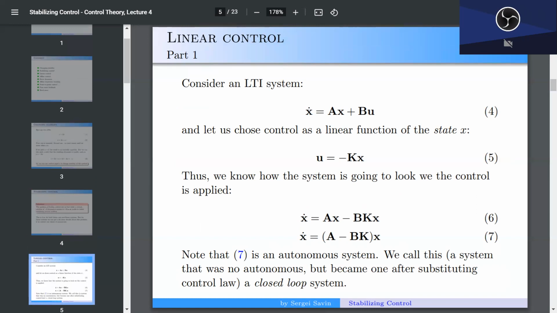Now, let us consider this LTI number 4. That is something that we saw before, right? LTI number 4. That is what we call a state space model, right? Everyone familiar with it, right? So I propose to use linear control, which is, as before, proportional to state. So I just multiply our state by matrix K. And let me plug it into equation number 6. Just plug this guy in, yes?